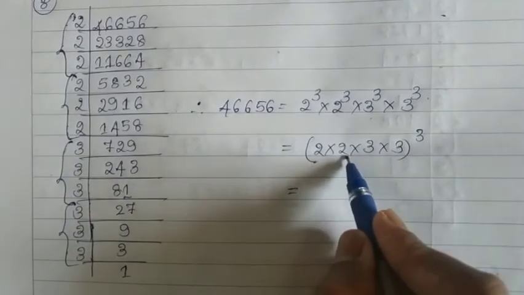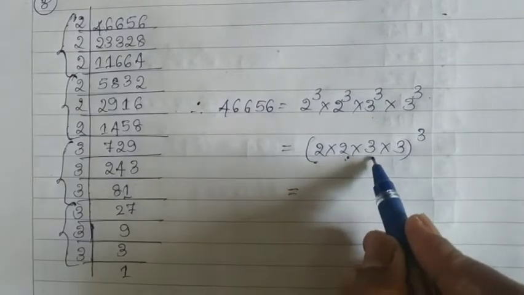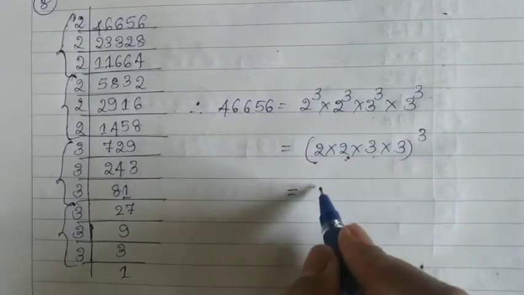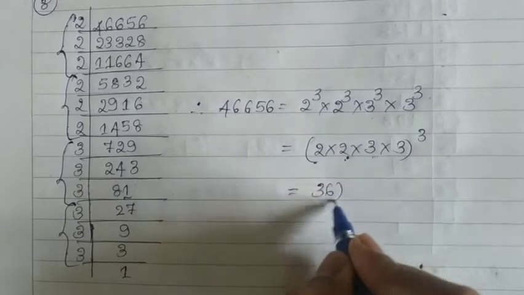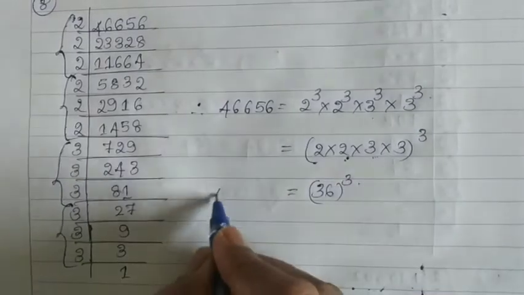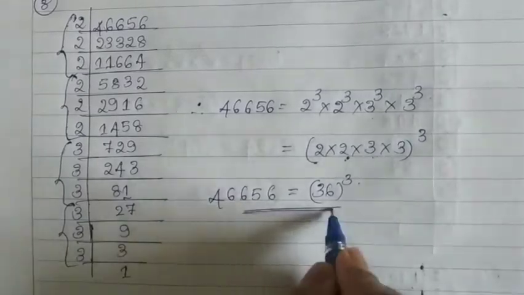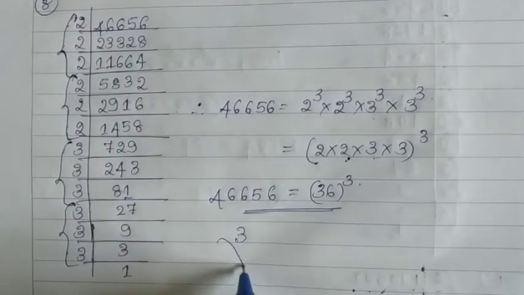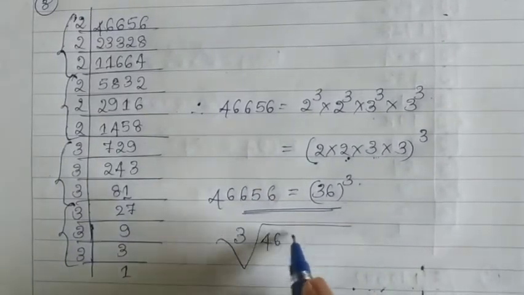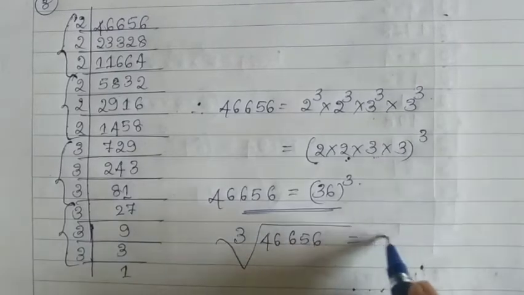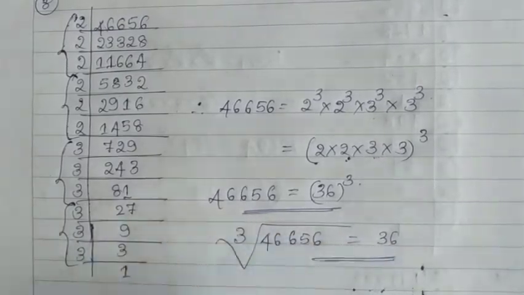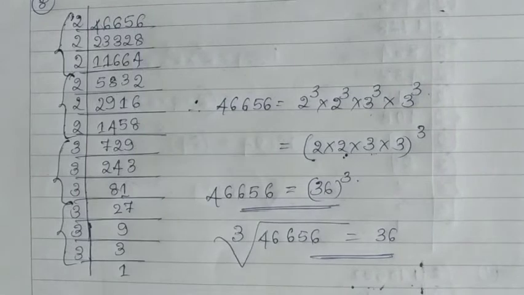2 into 2 becomes 4. 4 3s are 12. 12 3s are how much? 36. Yes, 46,656 is equal to 36 cube. Now cube root of 46,656 is equal to 36.